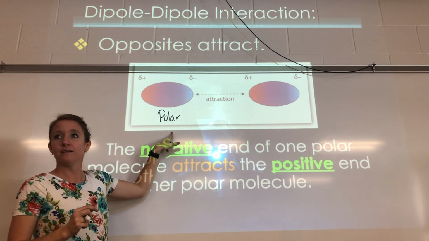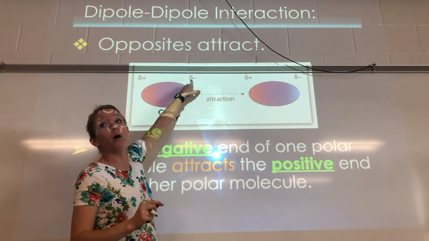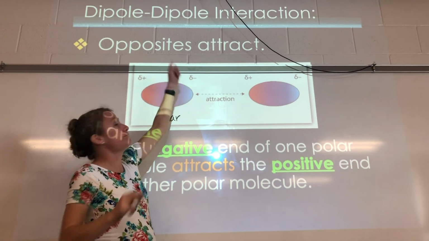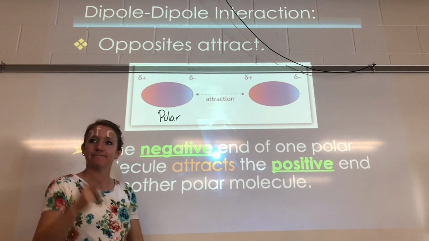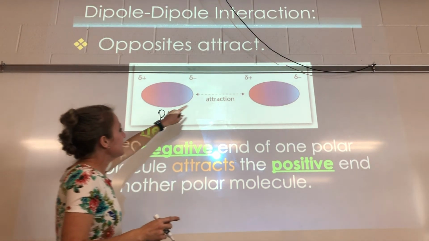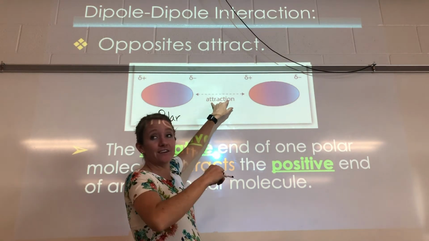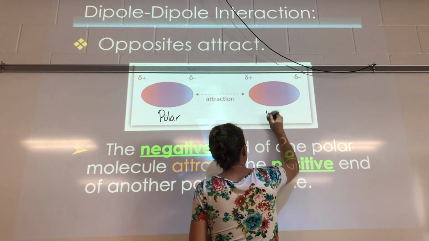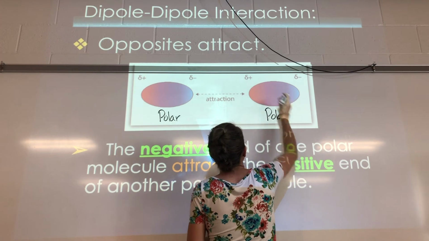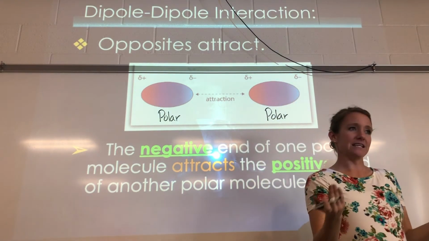What's that sign mean again? This is a sign for partial. Yeah, so it's saying partially negative and partially positive. Good question, Belle. It can feel an attraction to another polar molecule because it's also positive and negative.